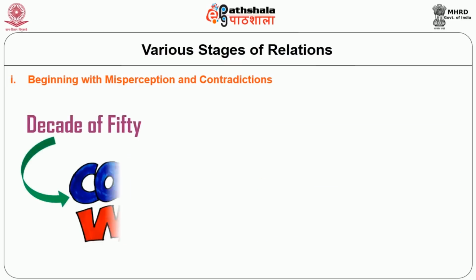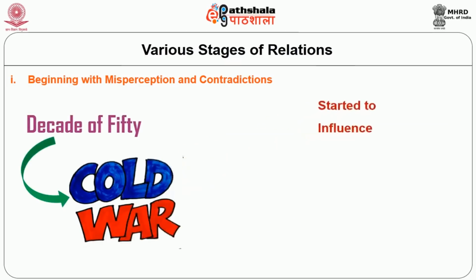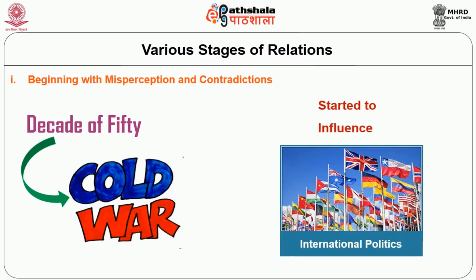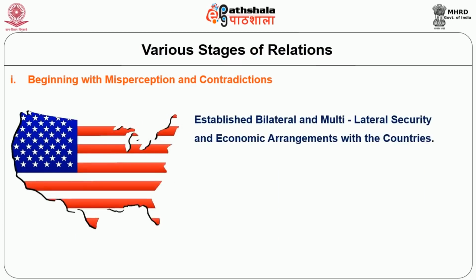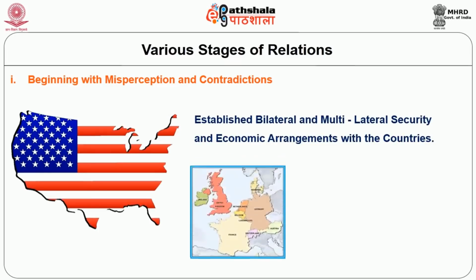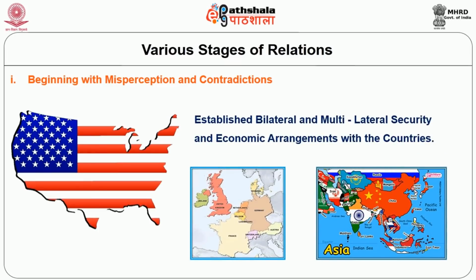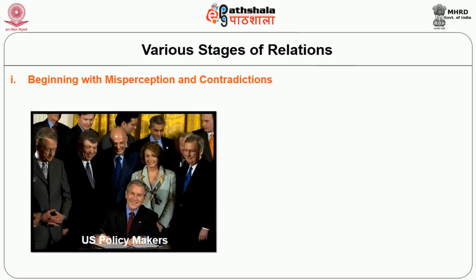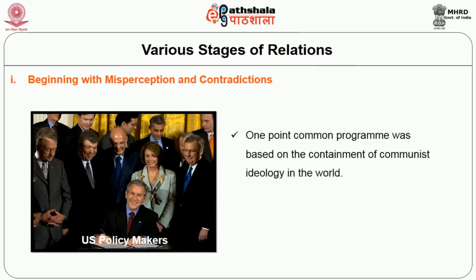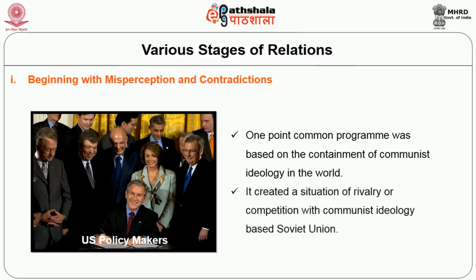In the decade of 50, Cold War had started to influence the international politics. US had established bilateral and multilateral security and economic arrangements with the countries of Western Europe and Asia. The US policymakers' one-point common program was based on the containment of communist ideology in the world. It created a situation of rivalry or competition with communist ideology-based Soviet Union.